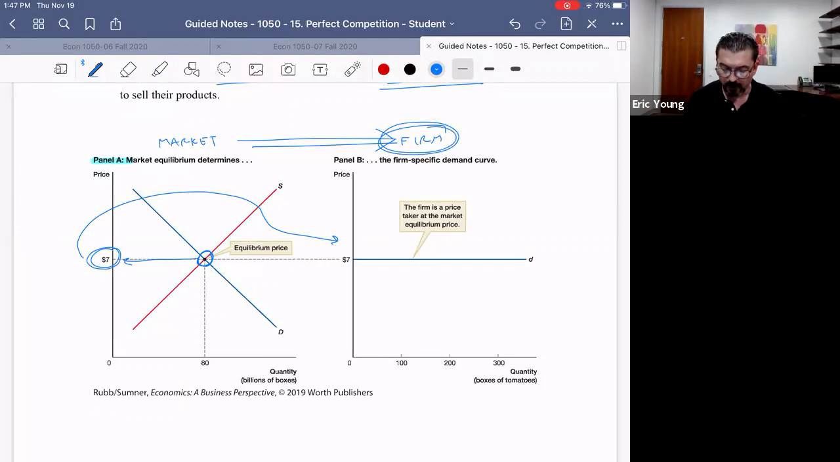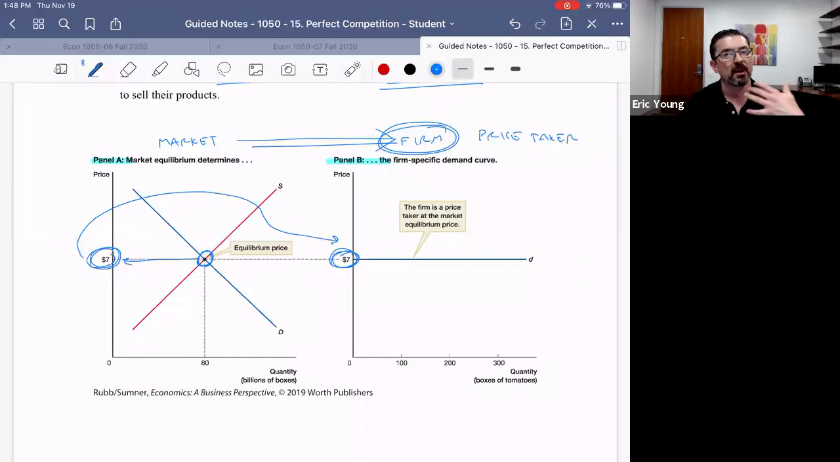The individual firm, over here in panel B, has no particular market power, no pricing power. Remember that this firm is a price taker. They have to accept the market price found by the market equilibrium as a given. So the $7 market price is also the price that the individual firm must charge.